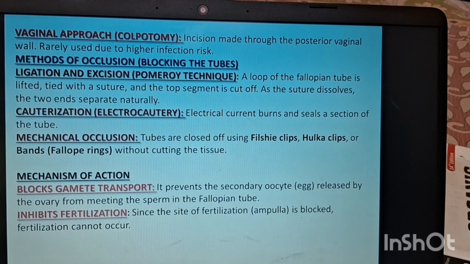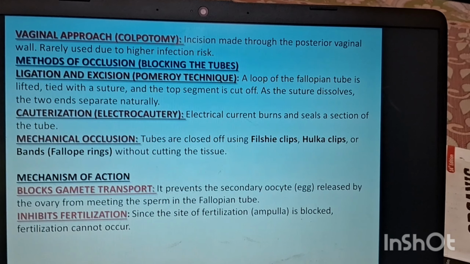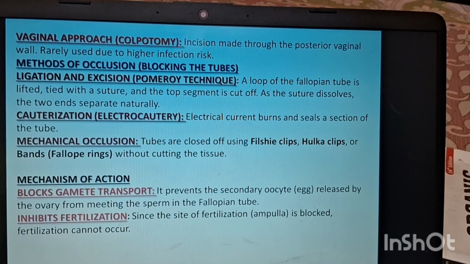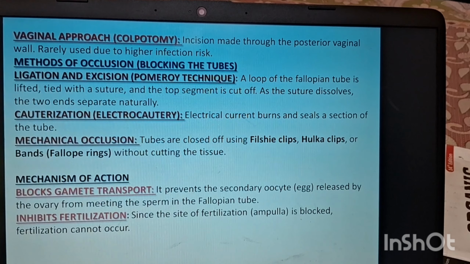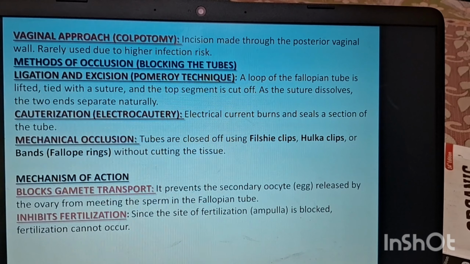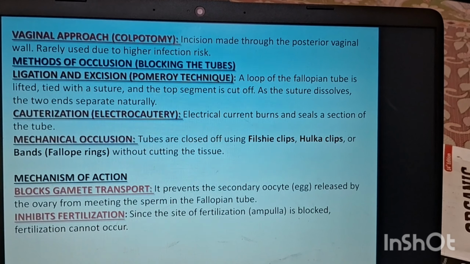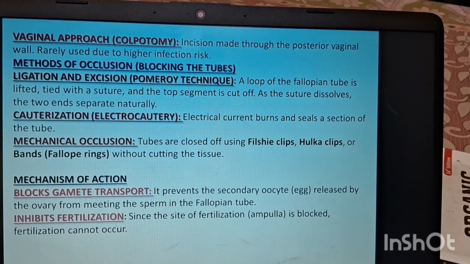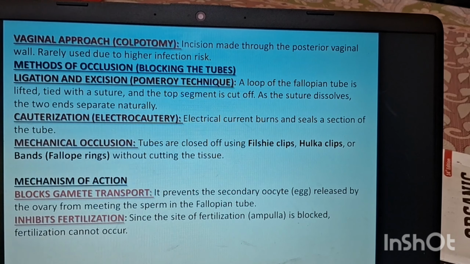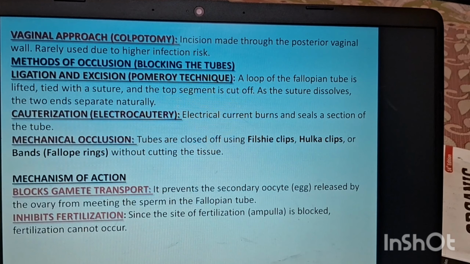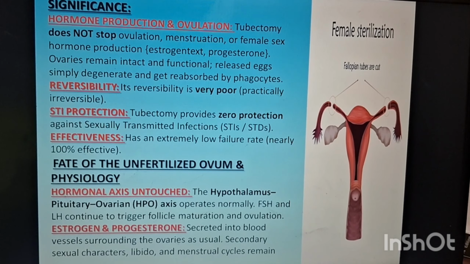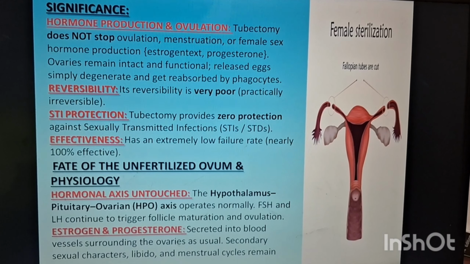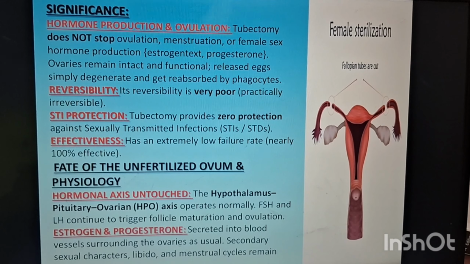the tissue. Next, mechanism of action: blocks gamete transport. It prevents the secondary oocytes released by the ovary from meeting the sperm in the fallopian tube. Next, inhibits fertilization, since the site of fertilization, that is ampulla, is blocked and fertilization cannot occur. Next, significance of the tubectomy. First, hormone production and ovulation.